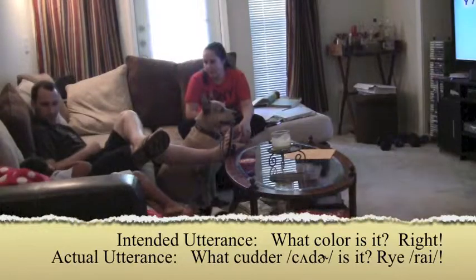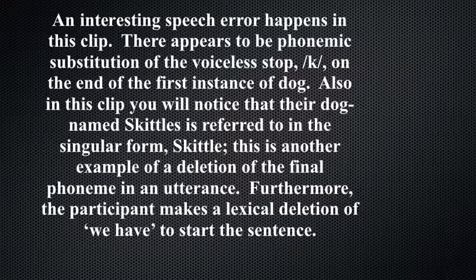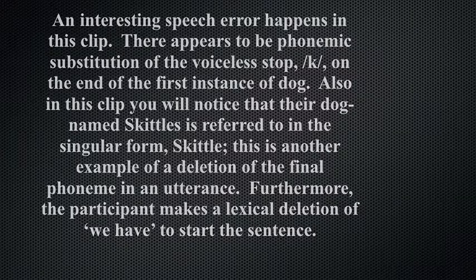An interesting speech error happens in this clip. There appears to be phonemic substitution of the voiceless stop "k" on the end of the first instance of "dog." Also in this clip, you will notice that their dog named Skittles is referred to in the singular form "Skittle." This is another example of a deletion of the final phoneme in an utterance. Furthermore, the participant makes a lexical deletion of "we have" to start the sentence.